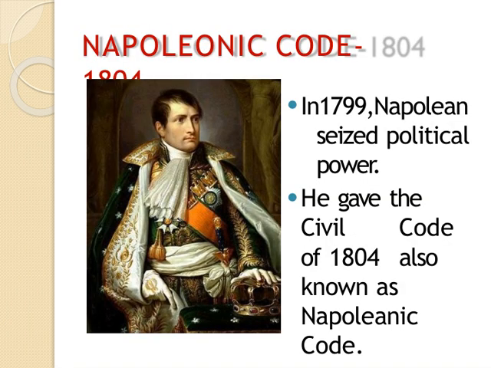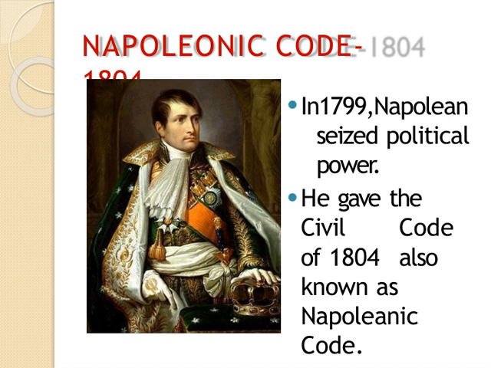In 1799, Napoleon seized political power in France, marking a major turning point in the country's history. Following this, he introduced the Civil Code of 1804, which is also known as the Napoleonic Code. This code was a comprehensive set of laws that aimed to unify and simplify the legal system, reflecting Napoleon's vision of order and legal equality. It's a key example of how he used law to consolidate power and modernize France.